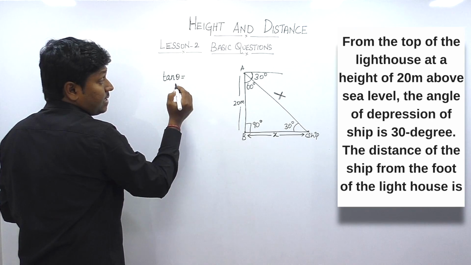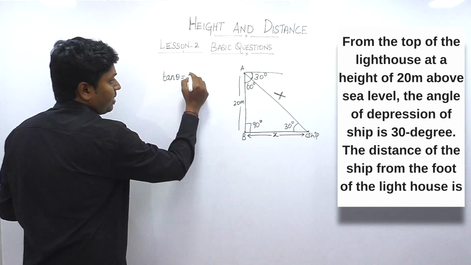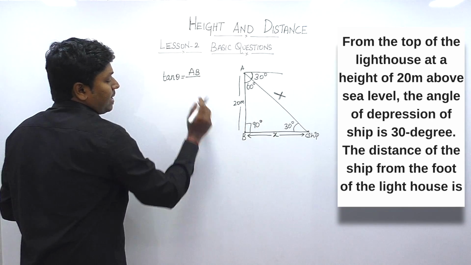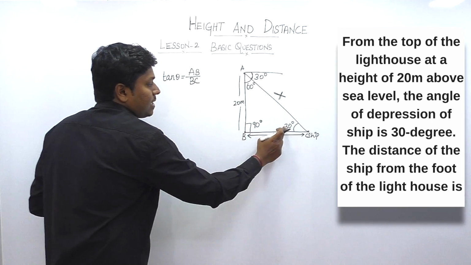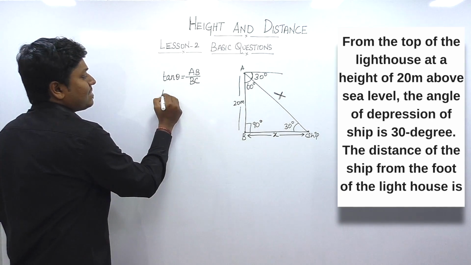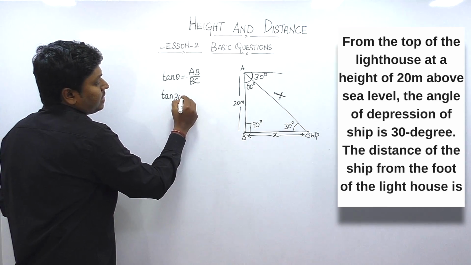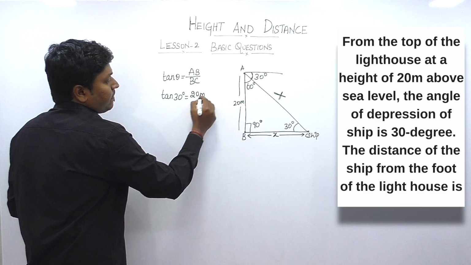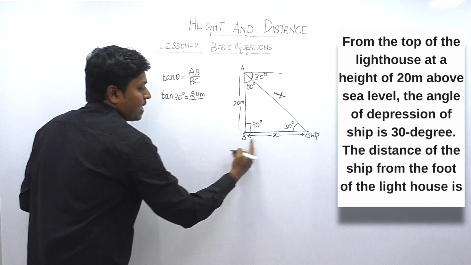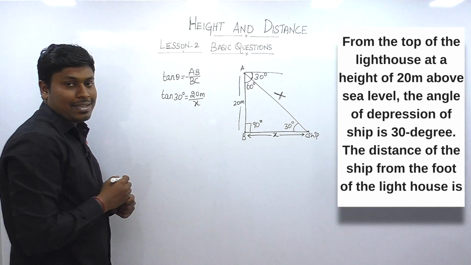So tan theta is equal to opposite, which is AB, divided by adjacent. Adjacent will be BC. So tan theta, theta will be 30 degree. So this can be written as tan 30 degree is equal to AB. So AB will be 20 meter divided by BC. Our target is to find BC, right? Let me keep BC as x.